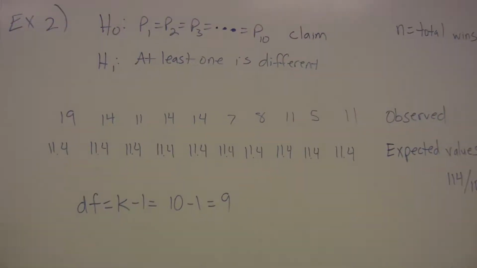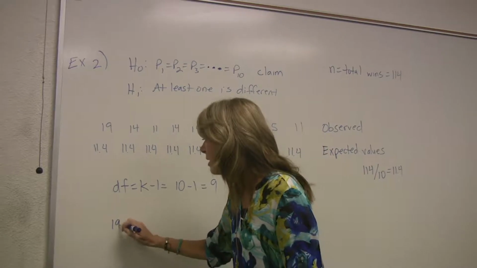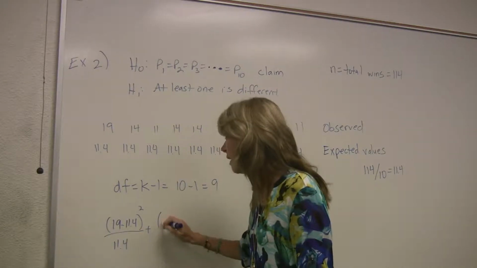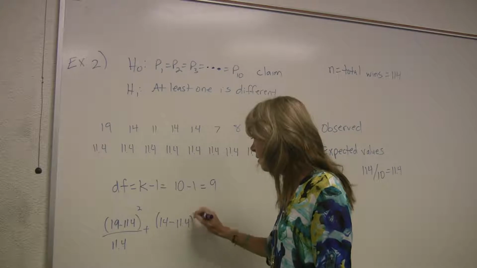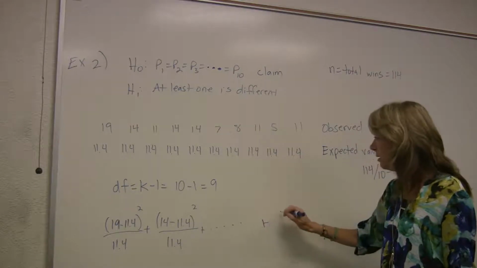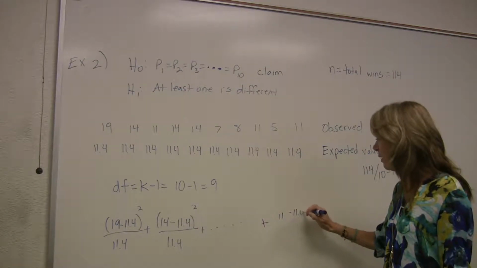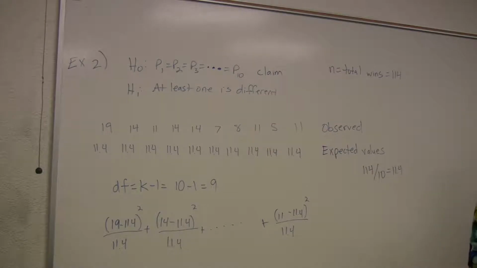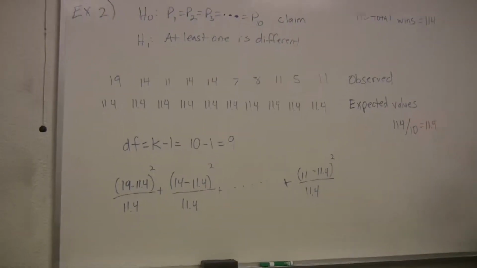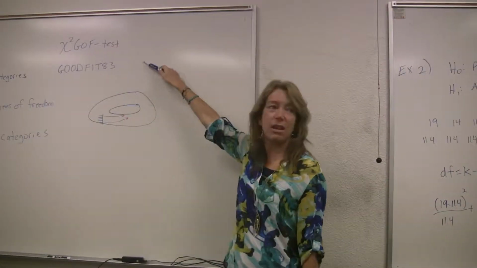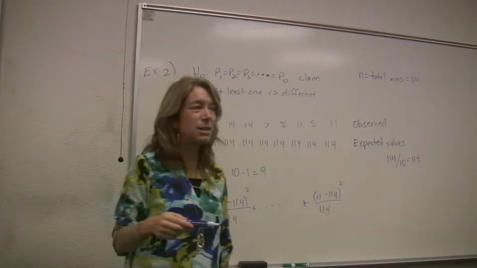The rest of us who don't have that calculator are actually going to write out 19 minus 11.4 squared divided by 11.4. Plus, I'm not going to write them all because I will run out of ink and time before I get them all written. I have to do that for all of these till I get to the very last one: 11 minus 11.4 squared over 11.4. That would take me a while because I have 10 different fractions to add up. But the rest of you are just typing those into your calculators. There's a handful of you, I think there were 4 of you, come stop by the math lab today, get that into your calculator. It'll do the same thing where it just asks for the observed and the expected. It'll make your life easier.